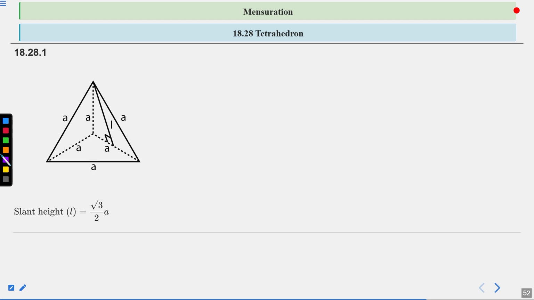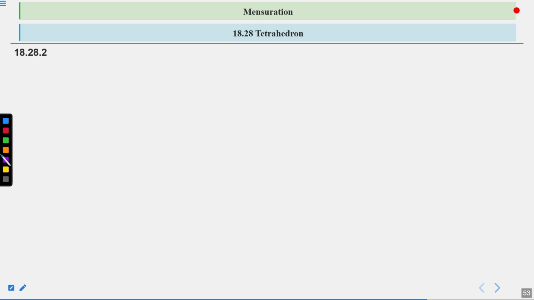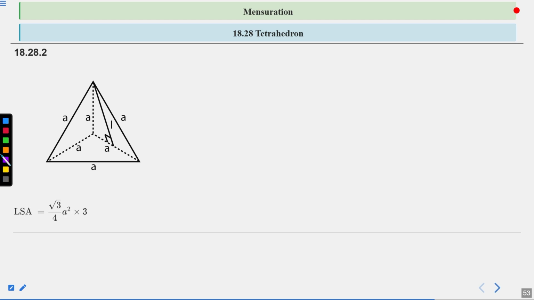Next one. 18.28.2 of the tetrahedron formula. So this is the diagram. Now the lateral surface area will become root 3 by 4 times side square multiplied by 3, or we can say 3 root 3 by 4 side square.